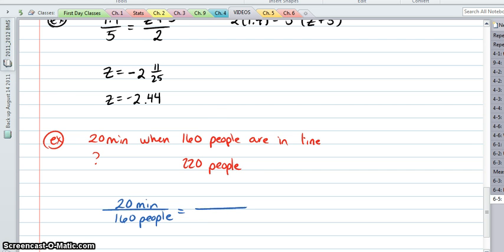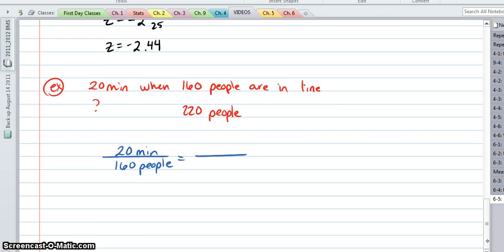Okay, or we could do it another way. I'll show you in just a moment. What I'm trying to do is find the amount of time, so that would be x minutes, given the fact that I have 220 people. Going back to what I said initially, to keep it simple, I have the same units on top, comparing minutes to minutes, and the same units in the denominator, people to people.